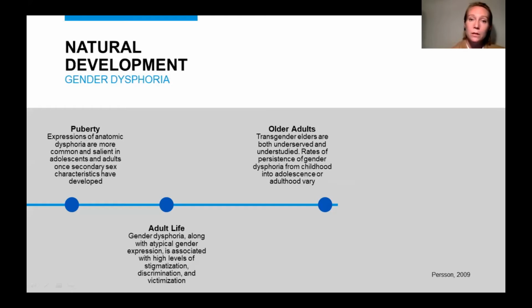So with transgender elders, it's really an underserved and understudied population. So I don't have a lot of data that I can bring. Another understudied area is the rates of persistence of gender dysphoria from childhood into adulthood. A lot of the studies referenced in the Diagnostic and Statistical Manual talk about a broad range, from 12 to 50% is a range that I read. I don't think it's a well enough understood area for us to know exactly how many people continue to feel gender dysphoria from their youth into adulthood.